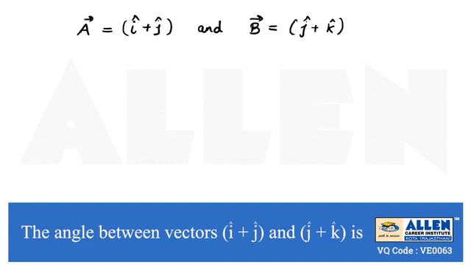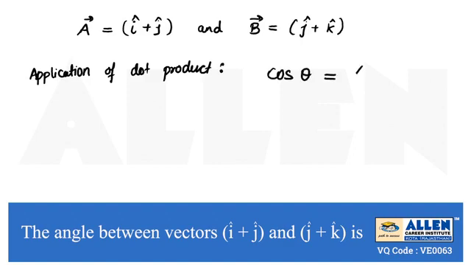So with the help of application of dot product, in which we can find angle with the help of formula, that is cos theta equal to a dot b divided by ab, means dot product of vectors divided by their magnitude.